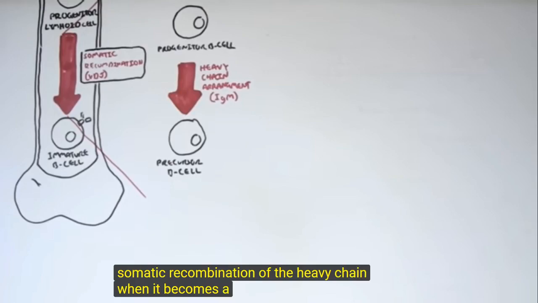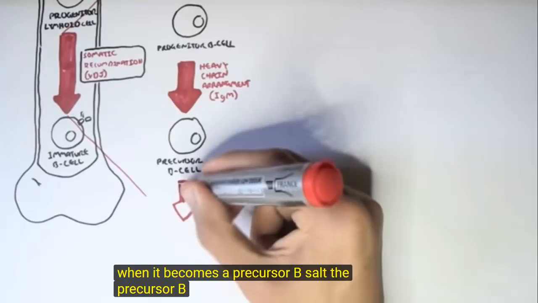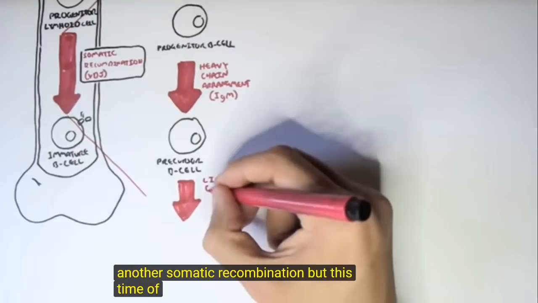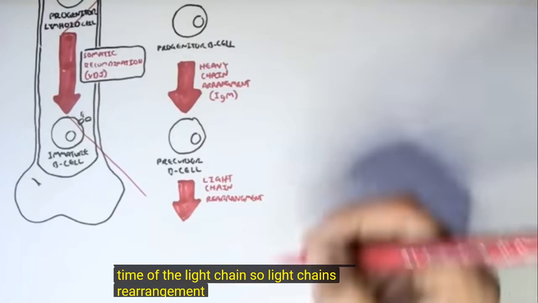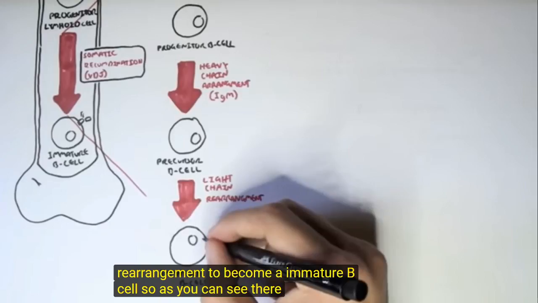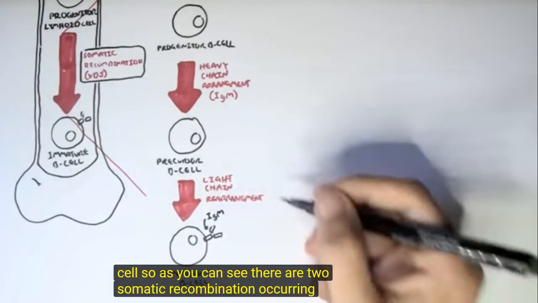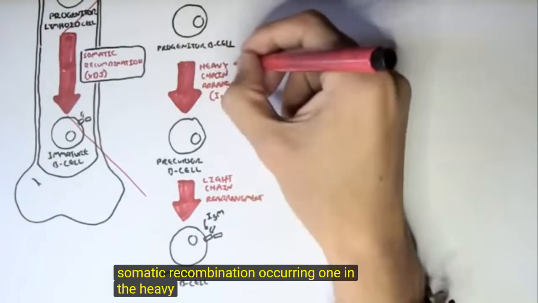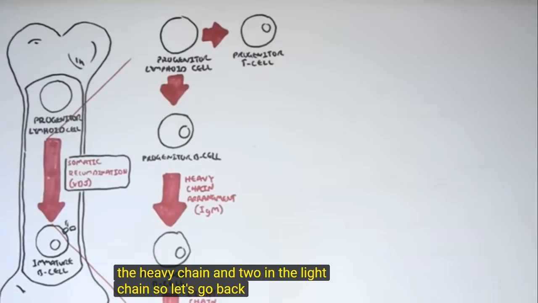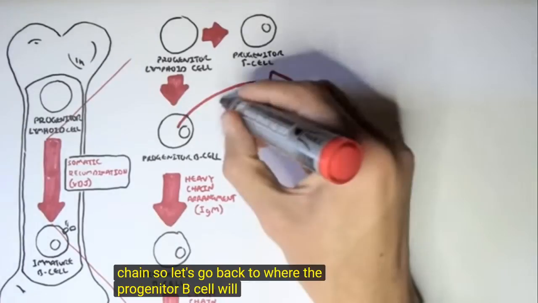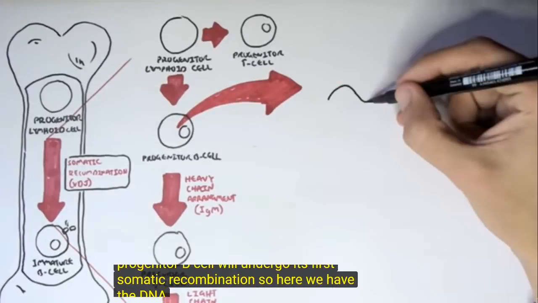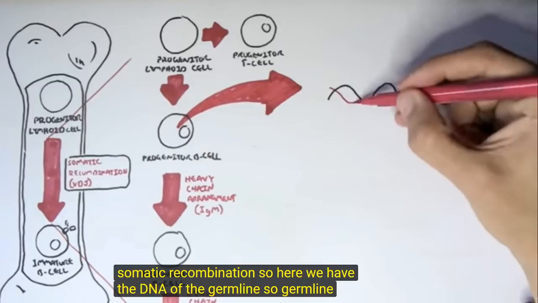When it becomes a precursor B cell, the precursor B cell will then undergo another somatic recombination, but this time of the light chain, so light chain rearrangement, to become an immature B cell. So as you can see, there are 2 somatic recombinations occurring: 1 in the heavy chain and 2 in the light chain. So let's go back to where the progenitor B cell will undergo its first somatic recombination. Here we have the germline DNA of the progenitor cell.